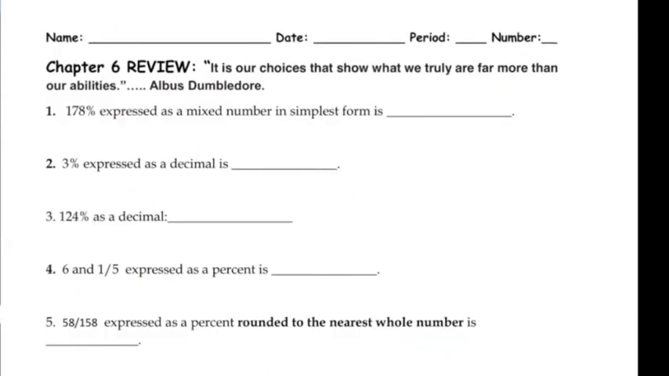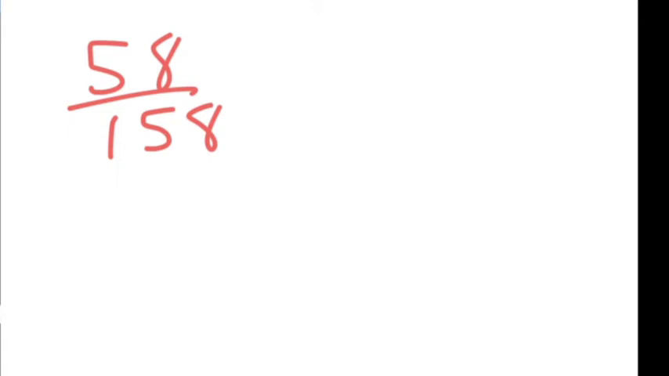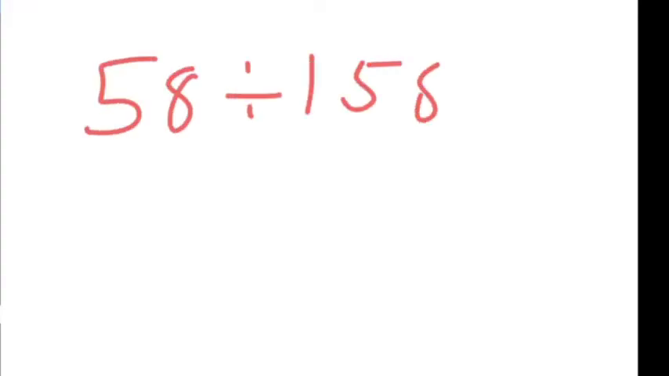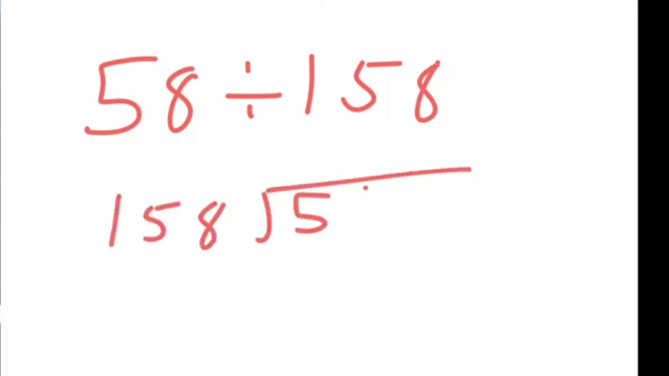Okay, so let's do number 5. So it says round to the nearest whole number. So it's 58 over 158. And again, there's a couple ways to do it. You could multiply by 100, and that would help you. It's just that it's a little tricky with 158 as a denominator. So another way to do it is this. It's actually 58 divided by 158. When I write it like that, you should know that 158 is on the outside, 58 is on the inside. Put a decimal, bring the decimal straight up.